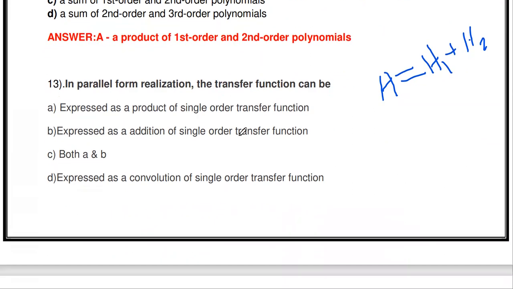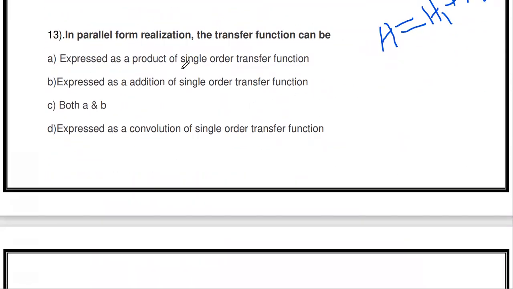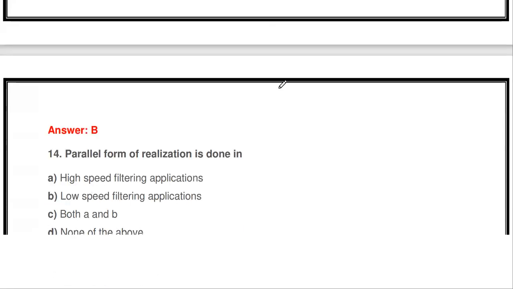So in parallel form realization, the transfer function can be expressed as a product, no. Expressed as an addition of single order function, yes. Okay, it's a correct answer. It can be expressed as an addition of single order transfer function H1 plus H2, etc.